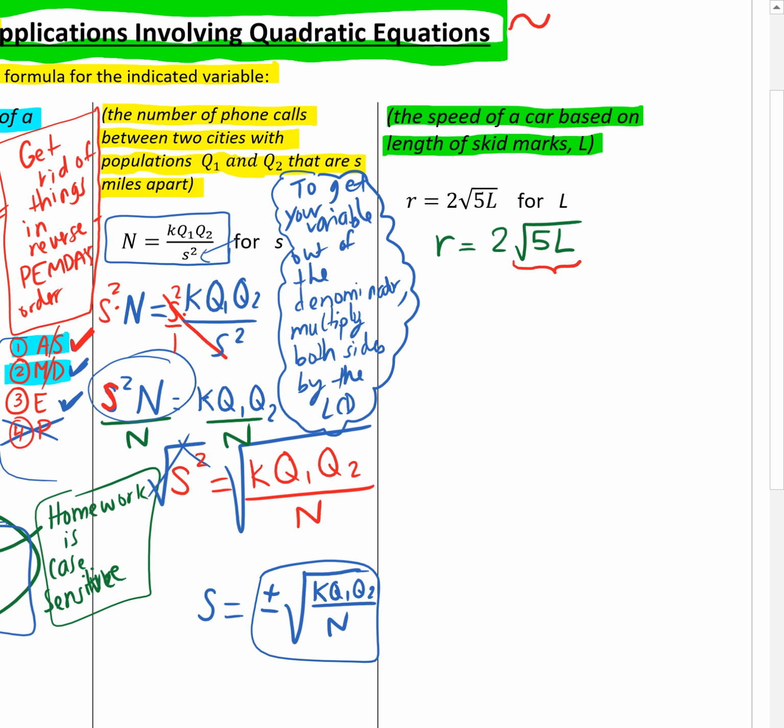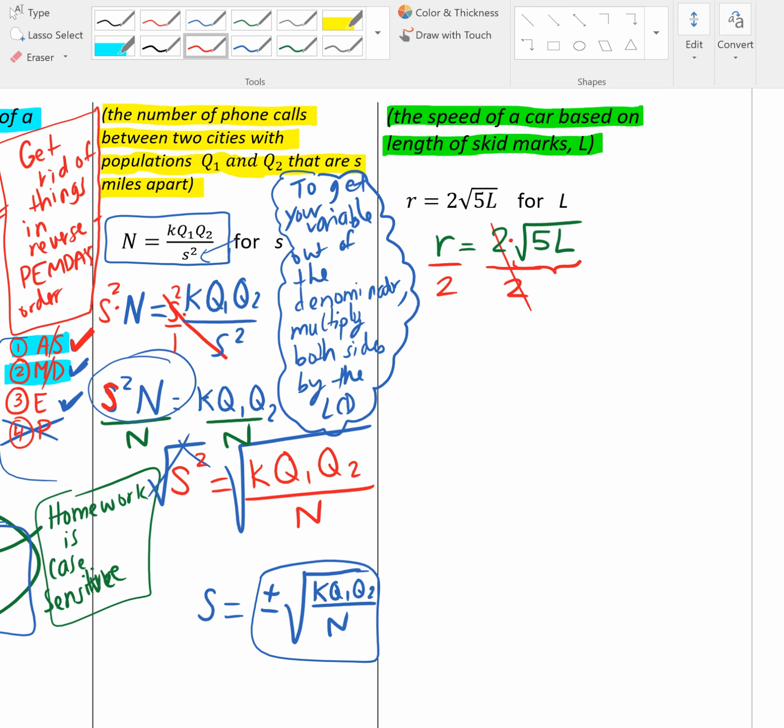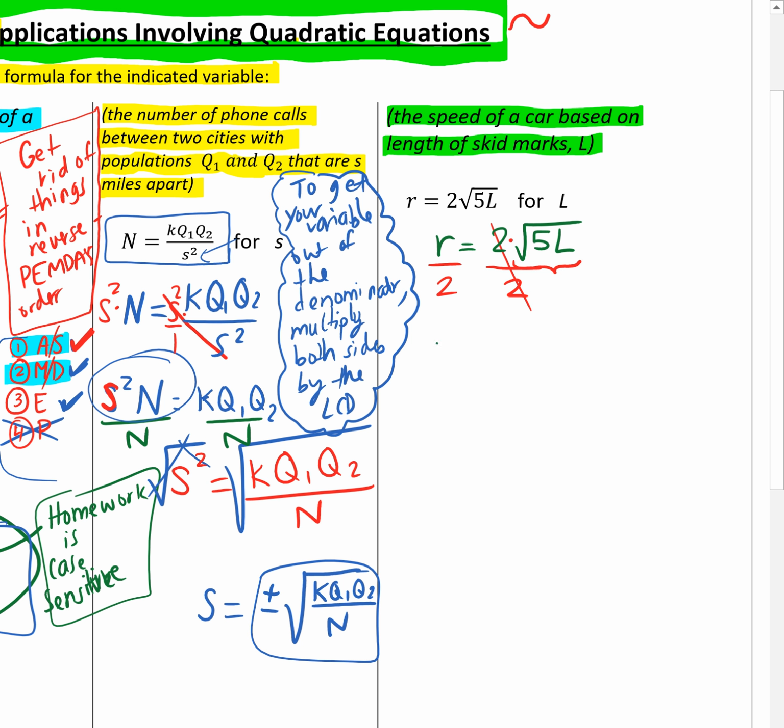On the other hand, though, I do see that 2 is being multiplied on this side, so I can get rid of that guy by dividing it. It's just that the 5 I can't really get rid of yet because it's stuck inside the square root. But the 2 I can get rid of. It'll be r over 2 equals now just the square root.